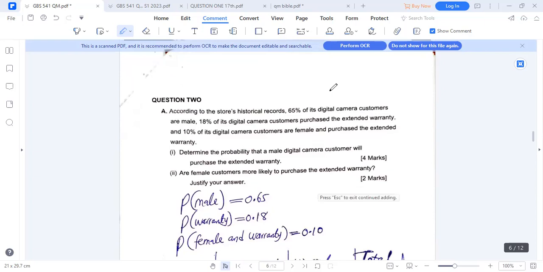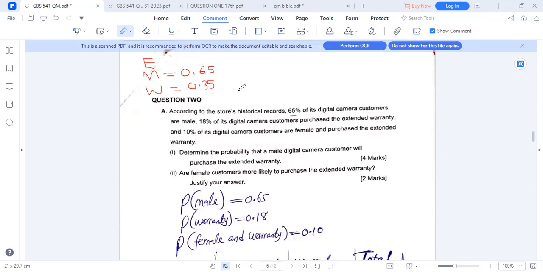So for this question, we can come up with a key. What are we given here? We can call males M, females or women W, and extended warranty we can use the letter E. We are told that in its history, 65% of these customers are male. So male is 0.65. These are 2 mutually exclusive events, so women should be what? The remainder. How many women do we have? 35%. That is the first statement that it tells us.